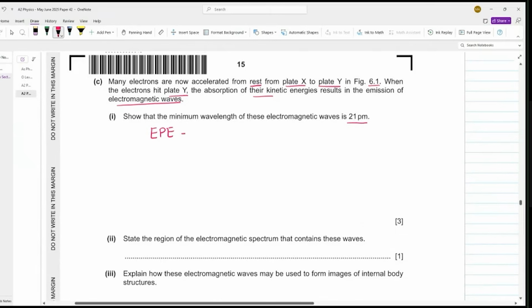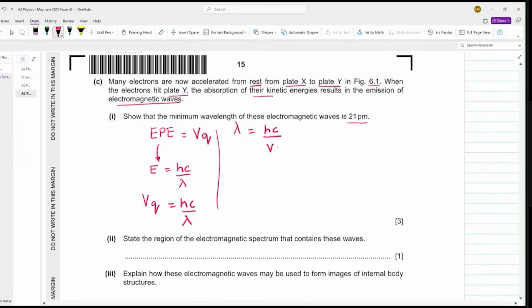What is the formula of electric potential energy? Potential difference into the charge. This electric potential energy will get converted into the energy of the photon, which is equal to hc over lambda. Let's equate both of them. Vq is equal to hc over lambda. You have to calculate the wavelength. Lambda, or wavelength, is equal to hc over Vq.